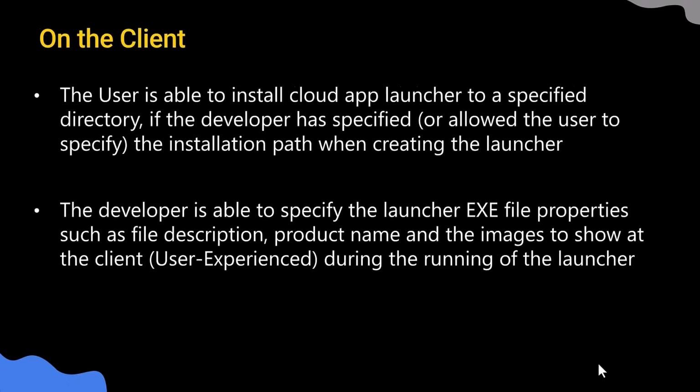Now, the user is able to install the Cloud App Launcher to a specified directory if the developer has specified or allowed the user to specify a non-default location when creating the launcher. You, the developer, are able to specify the launcher exe file properties like file description, product name, and images to show to the user during the running of the launcher.